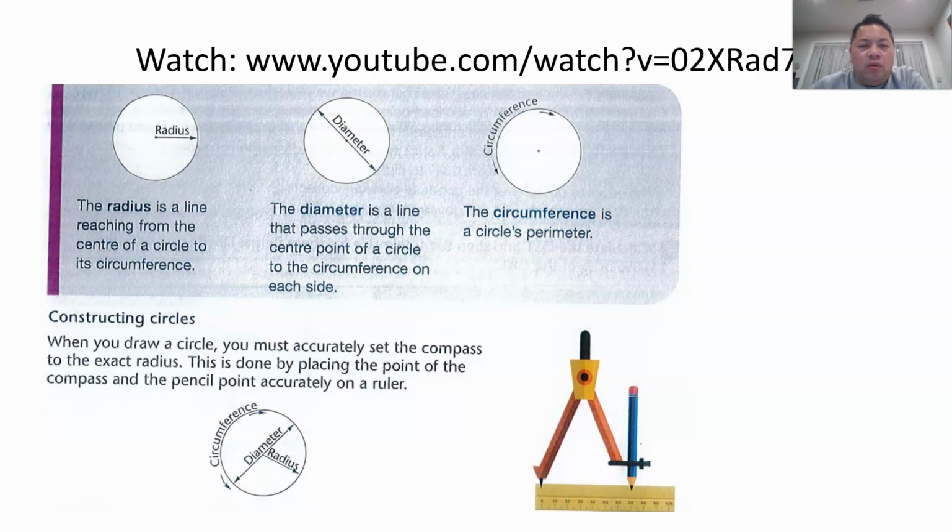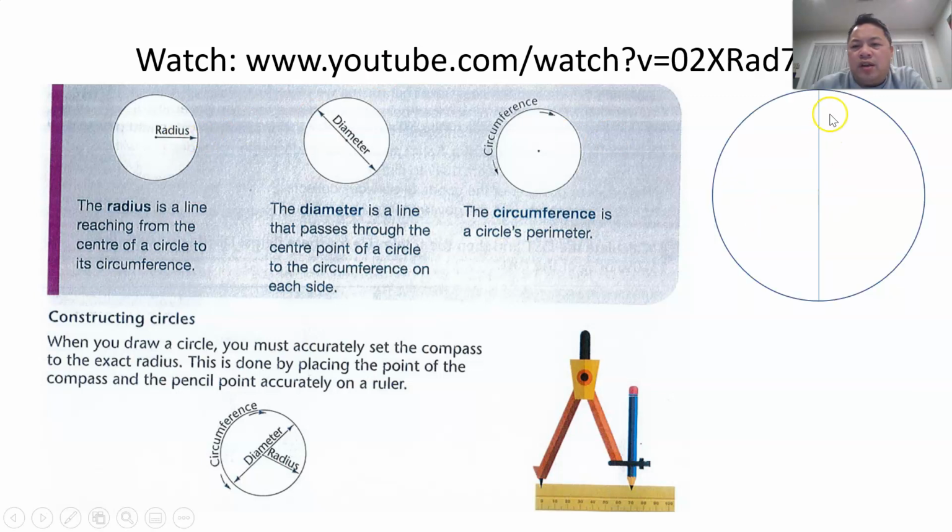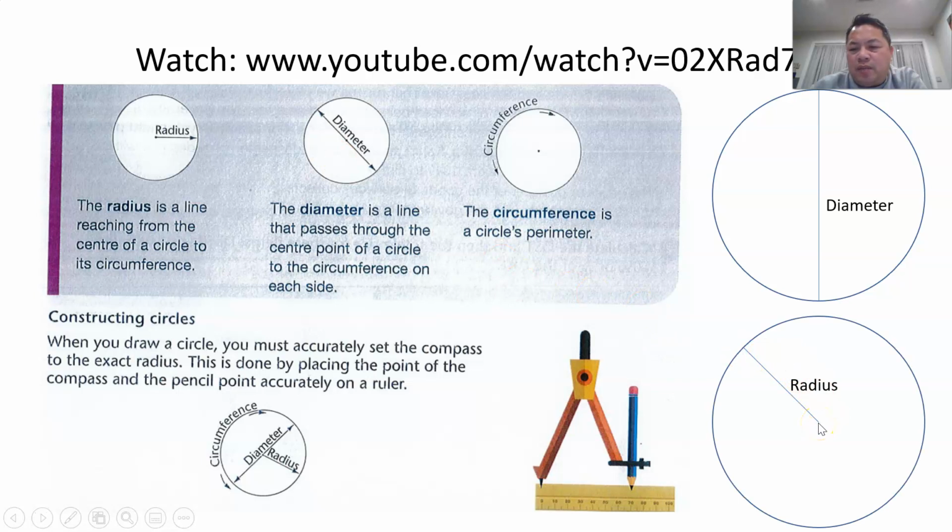Okay, some of the terminology is very important. First and foremost, the line that cuts across the middle of the circle is called the diameter, which is stated over here. And then of course the middle point, the center point in the circle, and when we stretch across to the side of the circle, this is known as the radius. Another terminology you need to know is that instead of calling this the perimeter of a circle, it is known as the circumference of the circle.